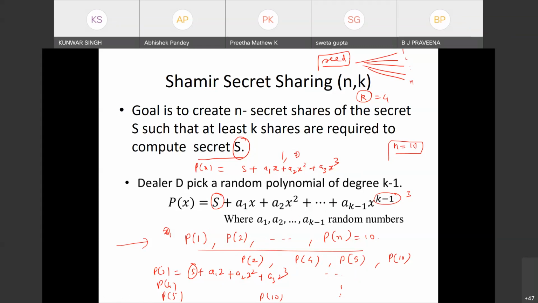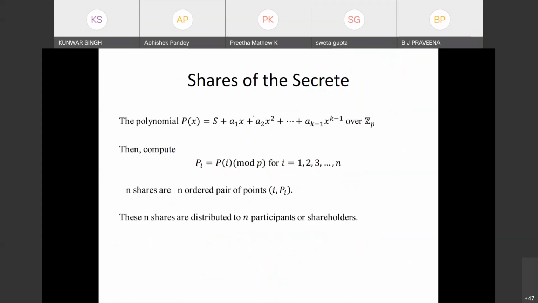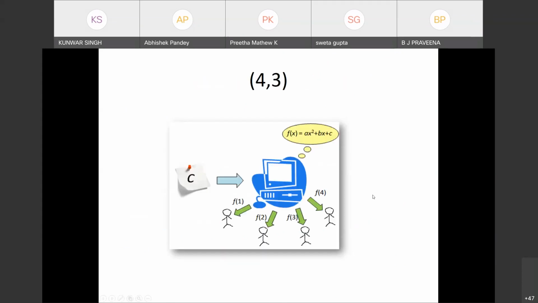Okay, so now formally I'll define it here. Pi equals Pi modulo p, for all the shares. These N shares are distributed to N participants, or you can keep them in N places. So if k equals 3, the polynomial has degree 2, so f(x) will be a x square plus bx plus c.